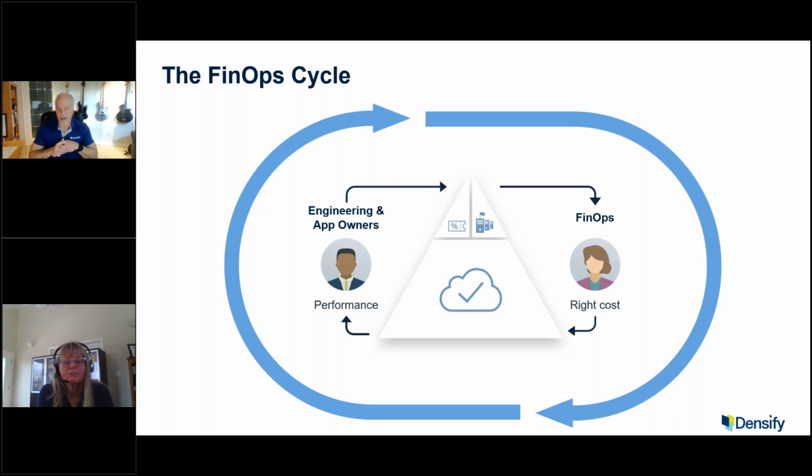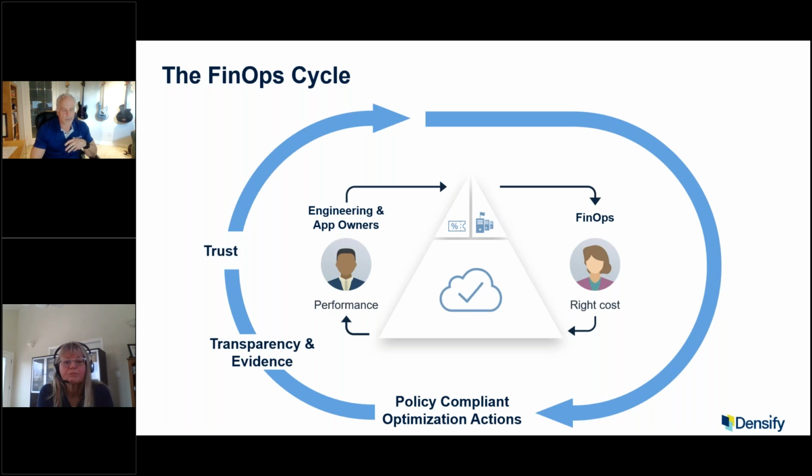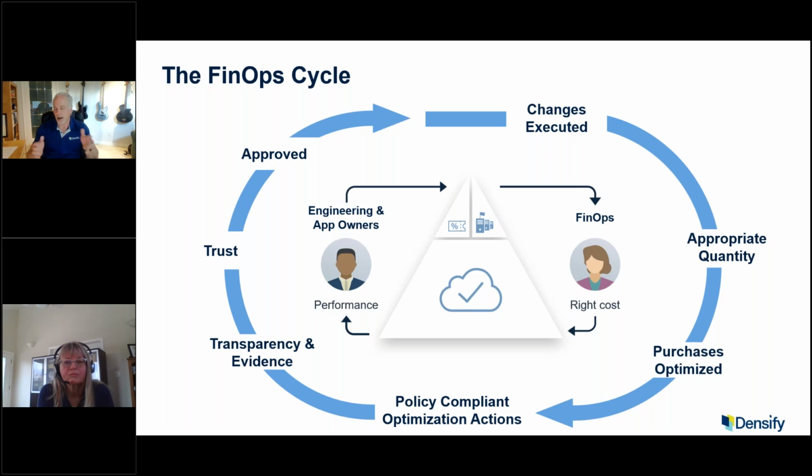Everyone wants to keep the lights on at the lowest possible cost. So we take those actions, provide the evidence for the application owners. It becomes trusted because in some cases, we're not just saving money, we're increasing instance sizes in order to make them perform better. So gaining their trust and approval. The changes will get executed through the flow of the CI/CD framework, and then FinOps has an opportunity to purchase the appropriate quantity of long-term vehicles, reserved instances, savings plans, and optimize those things on a long-term basis.